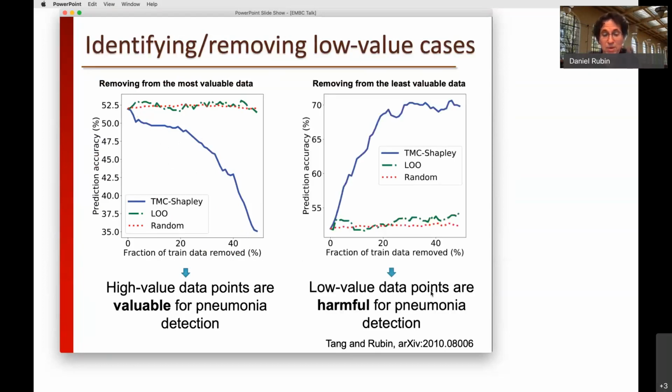What one would probably want to do is, what if we start removing the low value data? We started around the 50s, and as we start removing more and more low value data points, we start reaching a plateau around 70%. So by just identifying the value of individual data points, it's a way of denoising your model and improving its robustness.